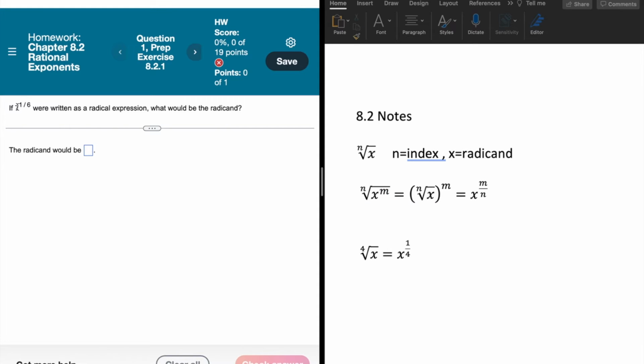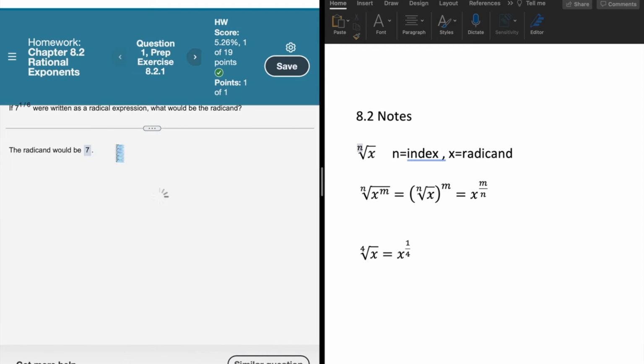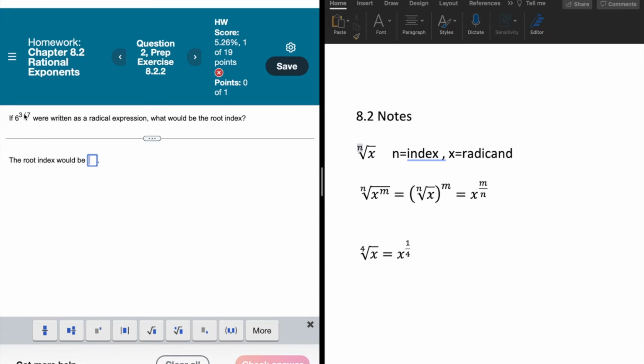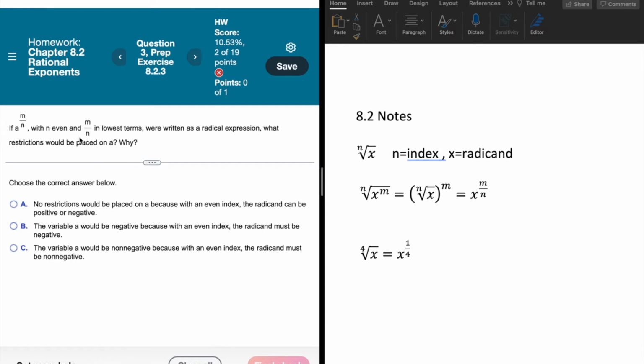So anyways, what would the radicand be? The radicand is the stuff on the inside of the root, so in this fractional exponent land, the radicand would simply be the 7, the thing that has the fractional exponent, or the rational exponent. Say the root index: what they mean by the root index is, what is the thing that would be on the outside of that root? Well, the denominator would be that thing, so 7. So the 3 is just acting as a normal exponent.